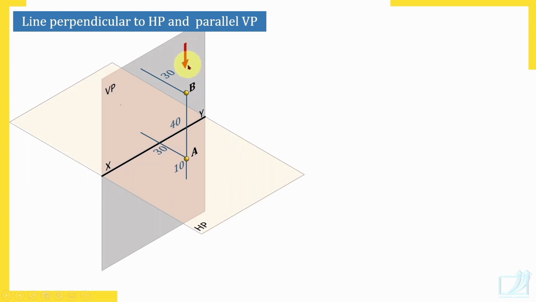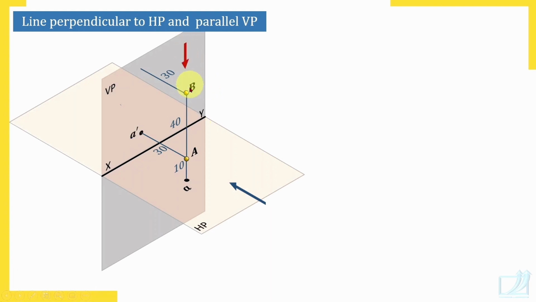So when you watch from top and project point A on HP vertically, here it is point A, that is top view of point A. And when you watch point A from front, its front view, or projection of point A on VP, you will get here, front view, A dash.